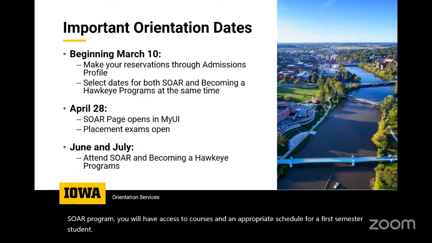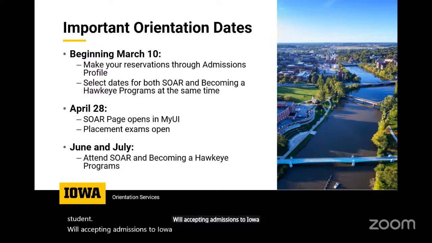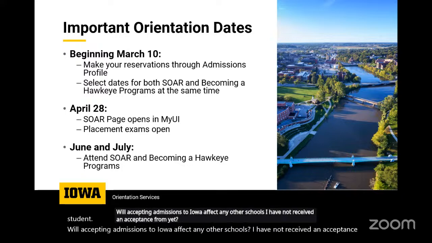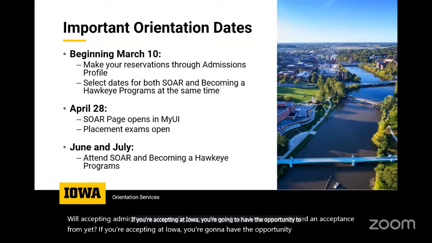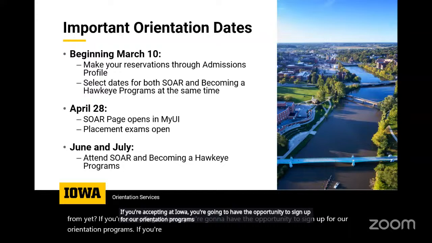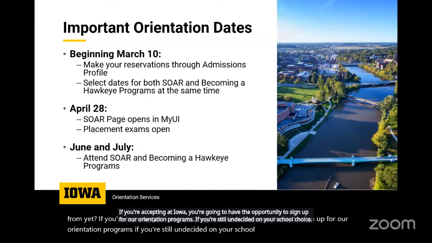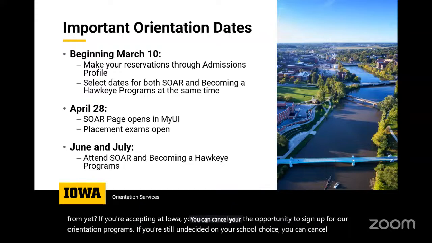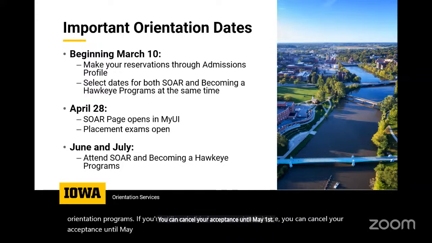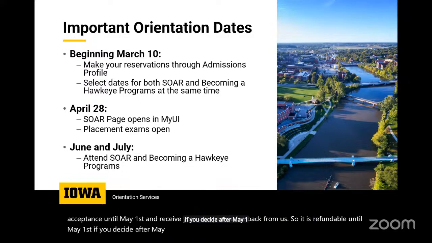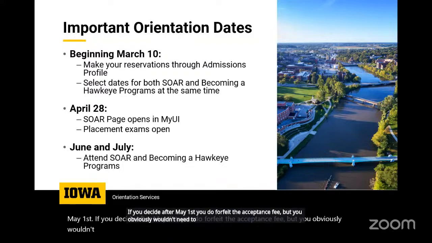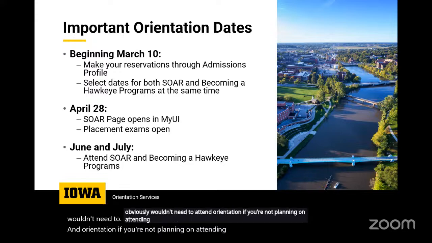Will accepting admissions to Iowa affect any other schools I have not received an acceptance from yet? If you're accepting at Iowa, you're going to have the opportunity to sign up for our orientation programs. If you're still undecided on your school choice, you can cancel your acceptance until May 1st and receive your acceptance fee back from us. So it is refundable until May 1st. If you decide after May 1st, you do forfeit the acceptance fee, but you obviously wouldn't need to attend orientation if you're not planning on attending the University of Iowa.